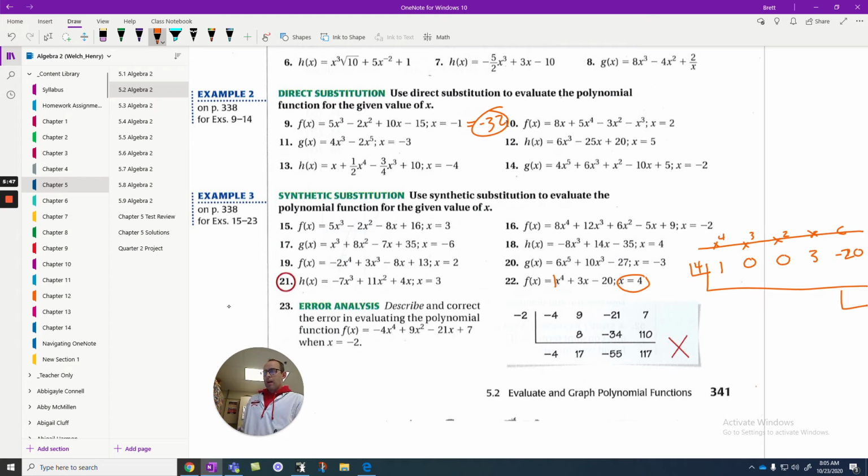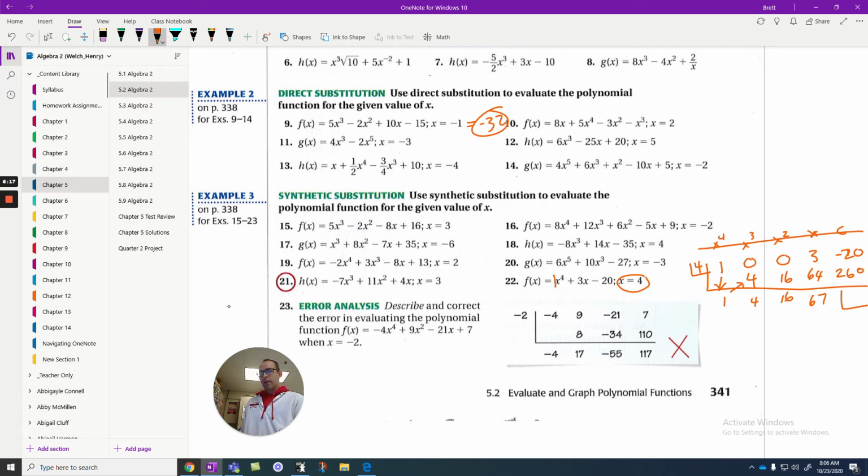All right, first number drops down, 1. To get back in, I always times by the bouncer, so 4 times 1 is 4. 0 plus 4 is 4. 4 times 4 is 16. 0 plus 16 is 16. 4 times 16 is 64. 3 plus 64 is 67. 4 times 67, I think it's 268.